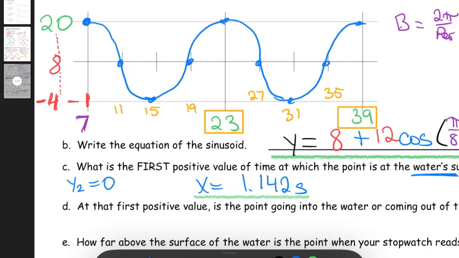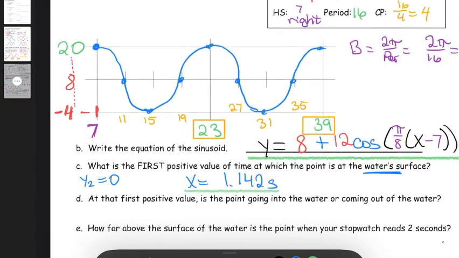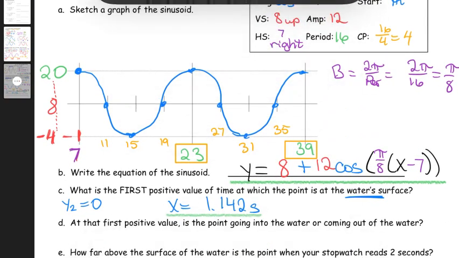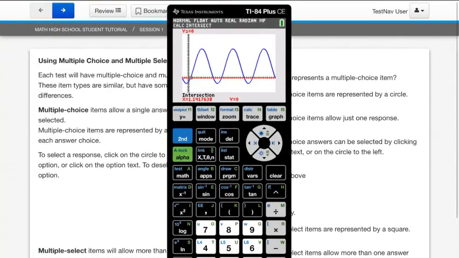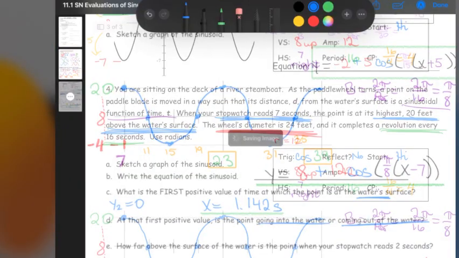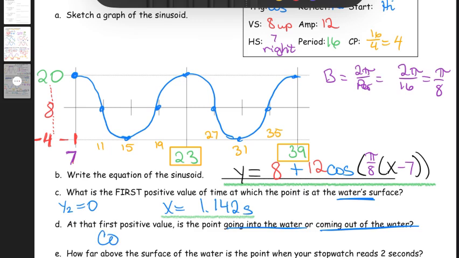Okay, now follow up D: at that first positive value, is the point going into the water or coming out of the water? If we look at the calculator, look at where that point is. The sinusoidal curve, sine or cosine, is going up at that point. So this is coming out of the water.